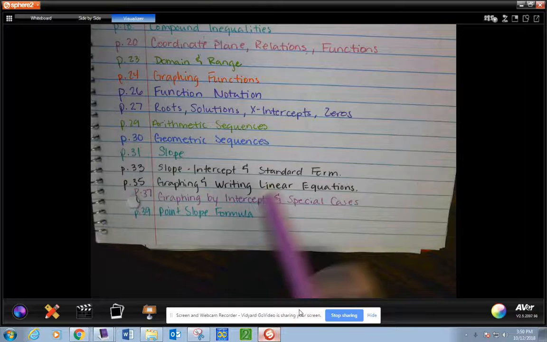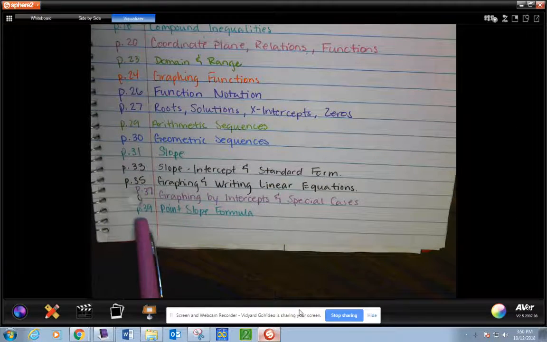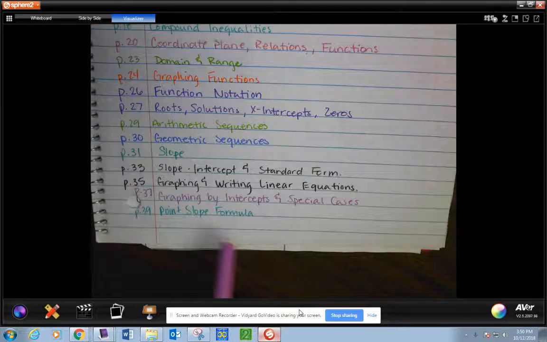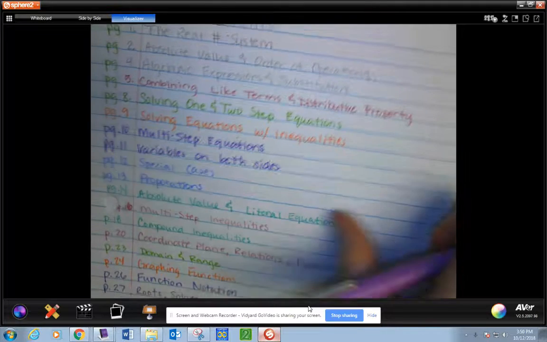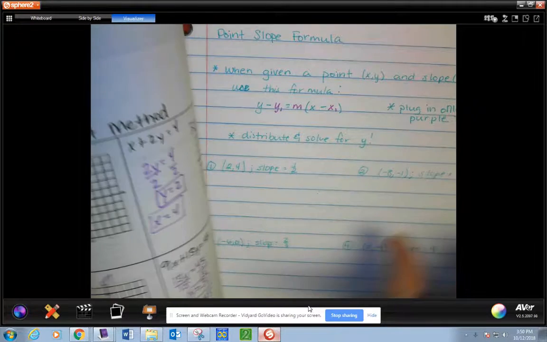Okay, guys. On your table of contents, we're going to be on page 39, and we are going to talk about point slope formula today. So once you have that written, go ahead and flip to your notes. Please make sure you're doing your titles up at the top so that way it's easy for me to find when I need to do this.